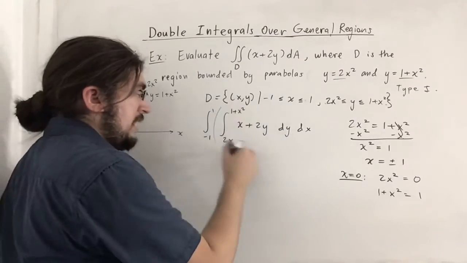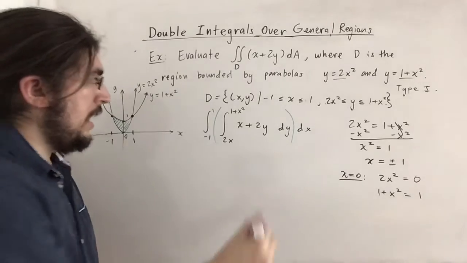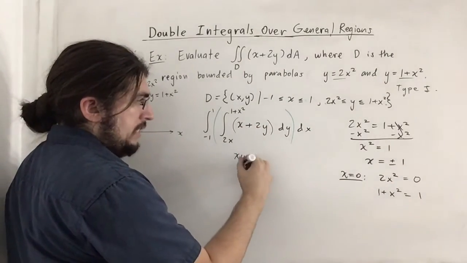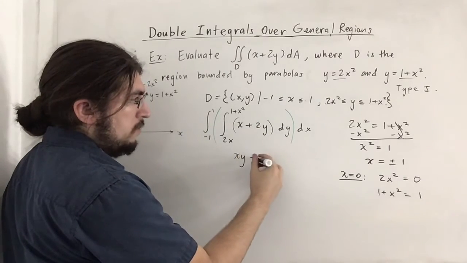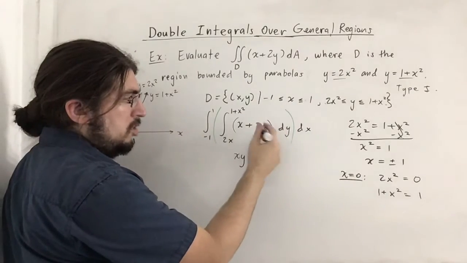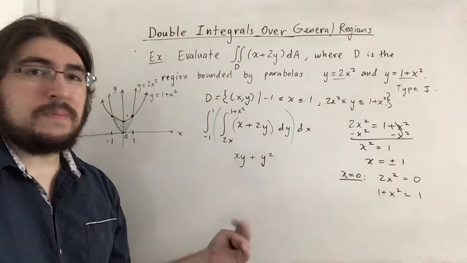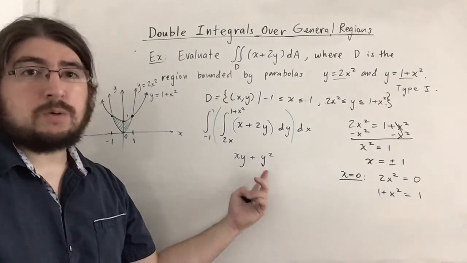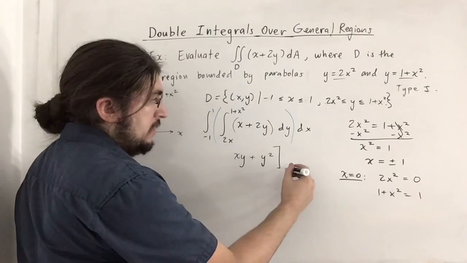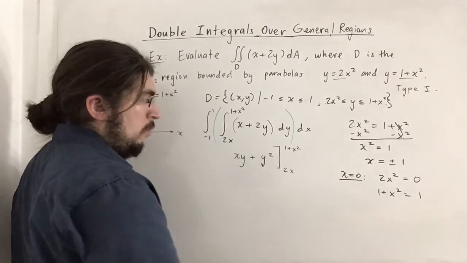So now remember, this is an iterated integral, so we'll work from the inside out. The antiderivative with respect to y of x is xy, because x is a constant. The antiderivative of 2y with respect to y is y squared over 2, but then times 2, the 2's cancel, so we get y squared. And if you don't believe me, you can always take the derivative of y squared, and it's 2y, so it checks out.